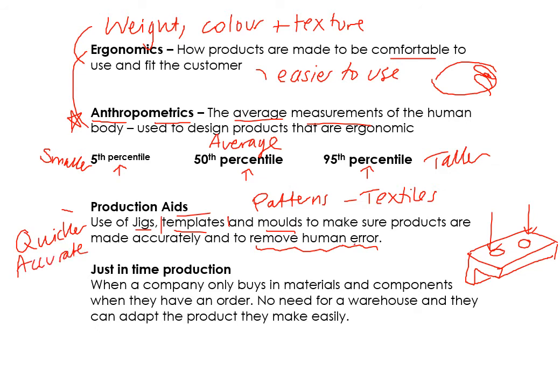Just-in-time production seems to come up a lot. All of the business students will hopefully know a bit about just-in-time production, but it's when a company only buys in the materials they need at the time they need them. So when they've got an order, they order materials and components. They don't store them in a warehouse. They don't have huge amounts of stock. It means that they don't have to pay for things like security and warehousing. And it also means that you can adapt the product really quickly if suddenly the product that you're making is not popular anymore. It means you can be quite flexible and start making a different type of product.